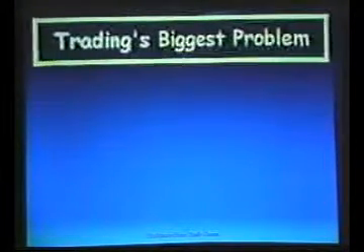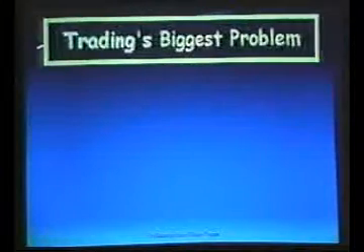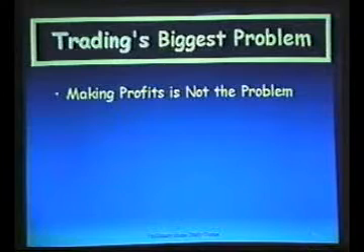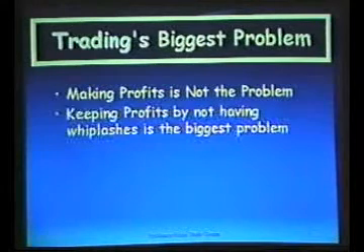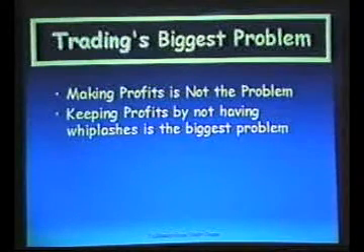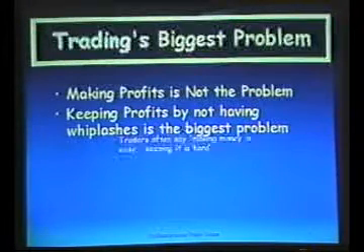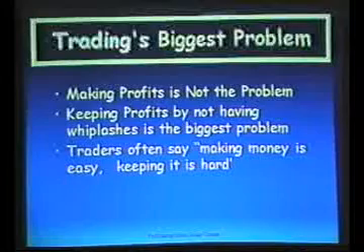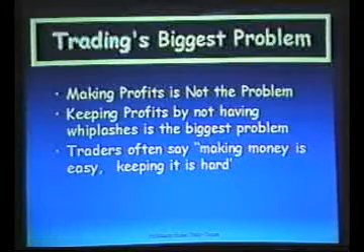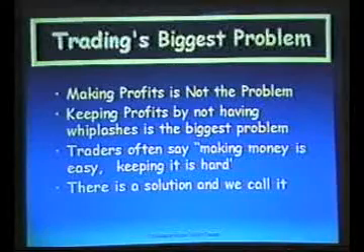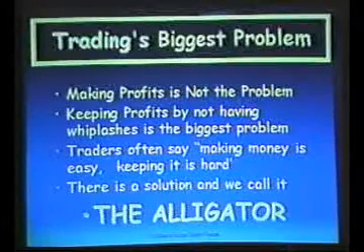So the first thing we want to do is look at traders' biggest problems. And trading's biggest problem, believe it or not, is not making profits. That's not the problem. The problem is keeping profits by not having whiplashes. That is all traders' biggest problem. Another problem is that most traders say that making money is easy, but keeping it is hard. There is a solution to this, and we call that solution the alligator. So today our goal is to learn about the alligator and how it works.